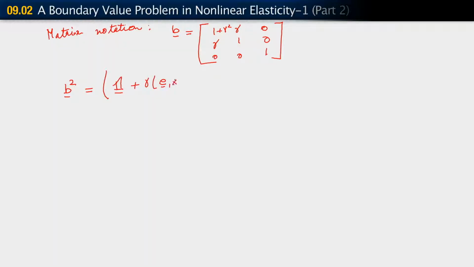E1 tensor E2 plus E2 tensor E1 plus gamma squared E1 tensor E1, everything again.